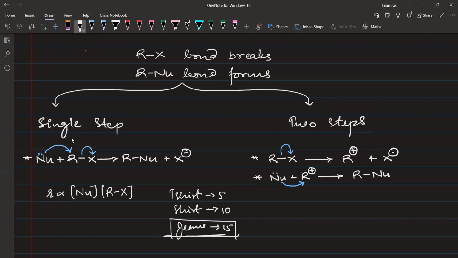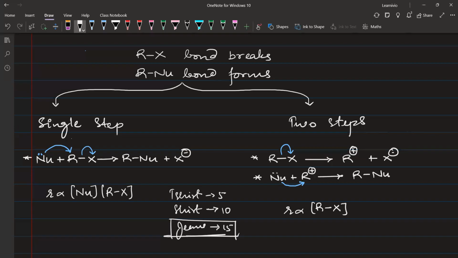Unstable. It will be difficult to go from stable to unstable. But if you look at the second step, we are forming a neutral species. So the second step will be very quick, because the nucleophile is going to have an electron-rich lone pair, or it will be having a negative charge, and the carbon is having a positive charge. So they will attract each other and form the R-Nu bond very easily. So here we can say that the rate is directly proportional to the concentration of only one reactant, that is the haloalkane.